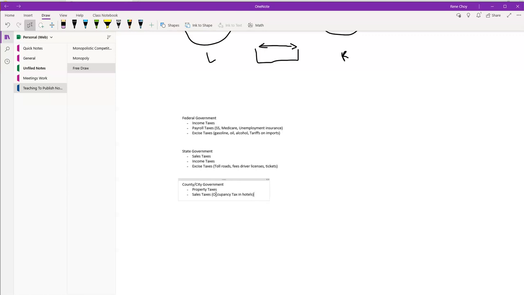That's an example. Plus, they also collect sales taxes on top of the state government taxes. So usually you have to pay sales taxes to the state government, and if the state tax, for example, is 6%, but in your county you're paying 7%, then it means that you're paying 1% to the city.